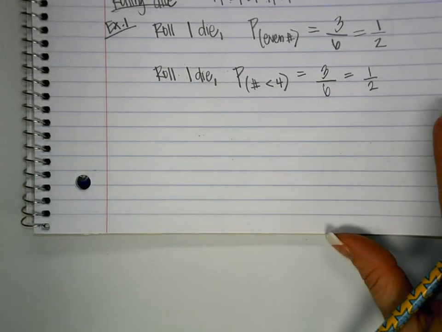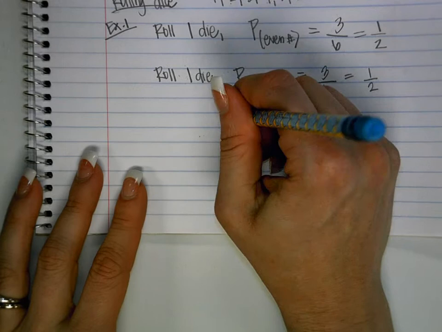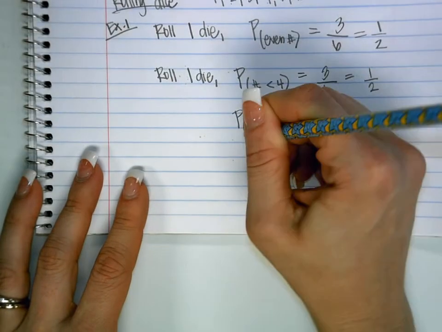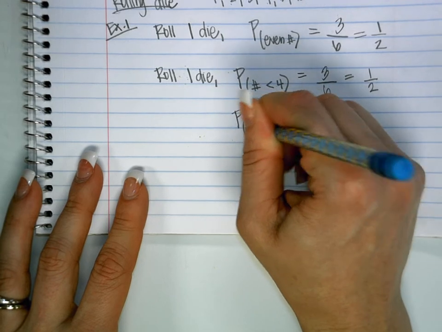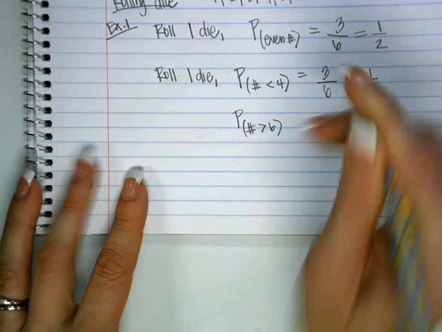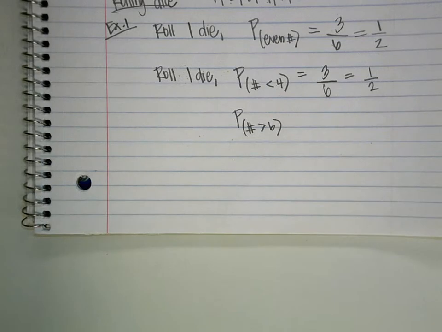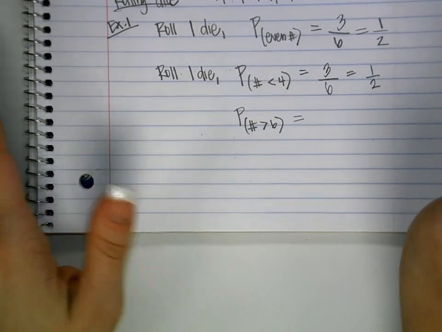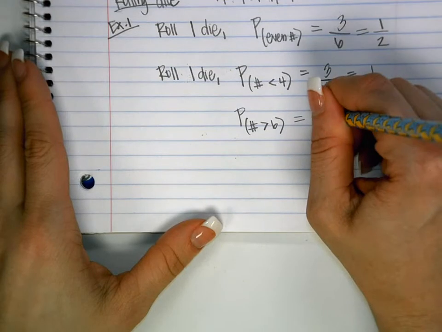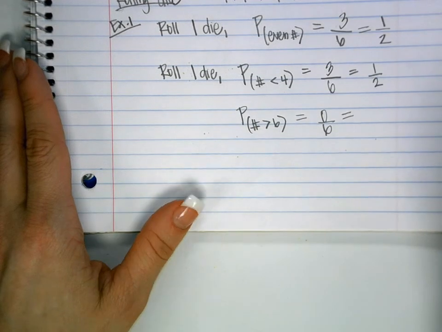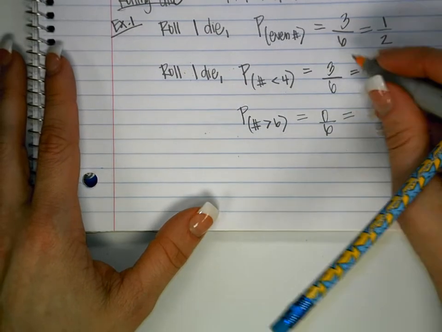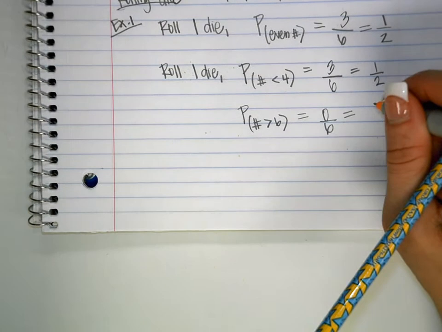Okay, let's try just a couple more. Again, we're rolling one die. What is the probability of getting a number greater than 6? Is it possible to get a number greater than 6? No, so 0 out of 6. So this is what we would call a what? An impossible event.